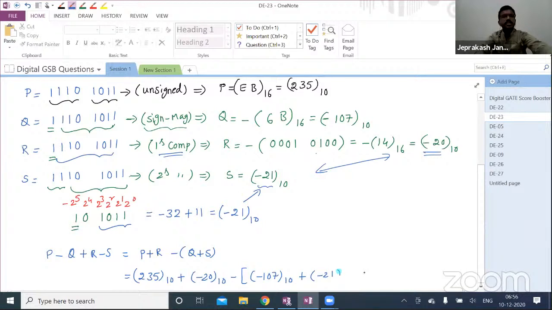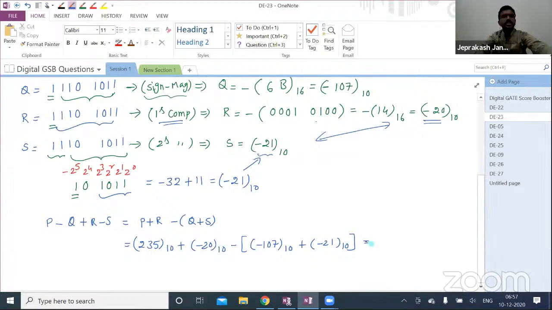Do the simplification. What is the number you will get? What is the decimal number you will get? All of you please respond. What is the decimal number you will get?